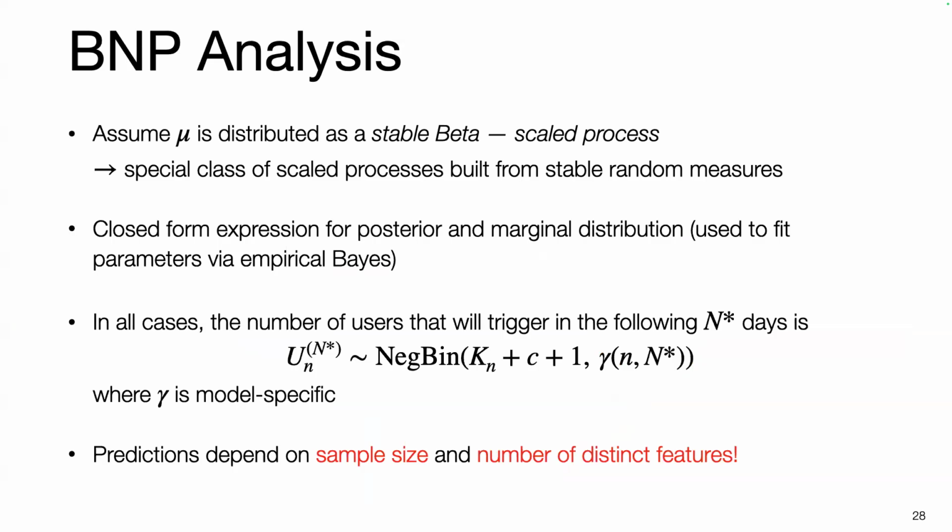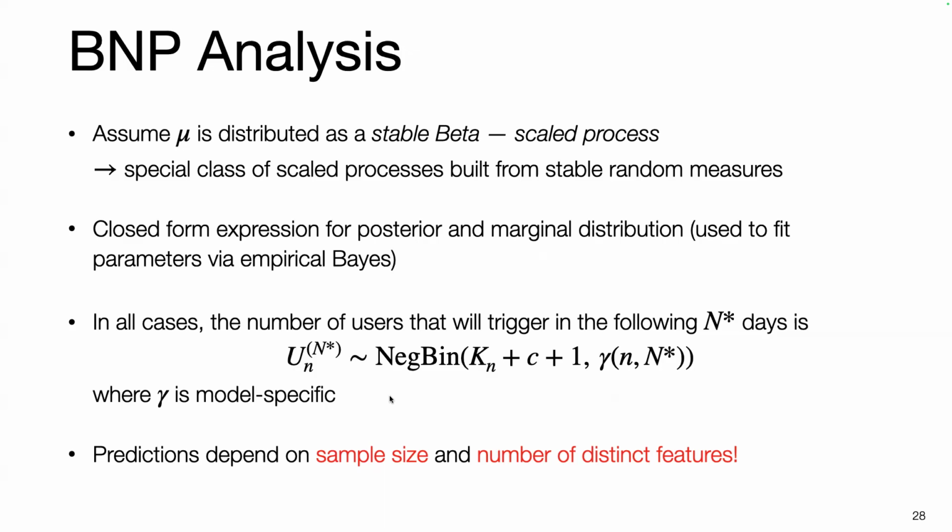And this closed form expression for the posterior, in turn, allows us to get a closed form expression for the number of users that will be active at least once in the following n star days. We call it U_n^(n*). That is the number of users that were not active in the first days, but will be active at least once in the following n star days. And this follows a negative binomial distribution where the second parameter is a function of the sample size, the number of experiment days, and the number of follow-up observation days. And the first parameter depends on the number of distinct features or users that were active.